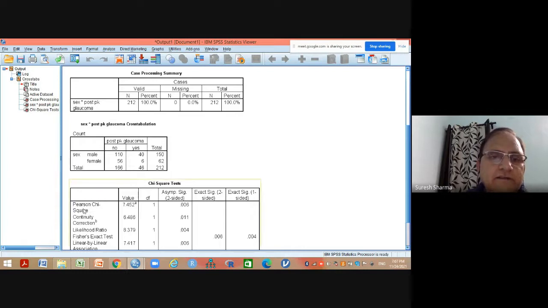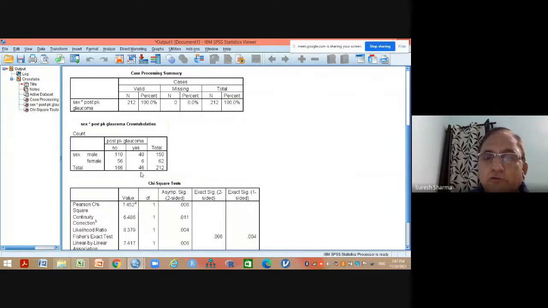And the result, this is chi-square. This says this is the p-value. It is coming out to be, this is it, Pearson's chi-square, 0.006. 0.006 is less than 0.05. So the result is significant. That means sex distribution definitely is associated with glaucoma.